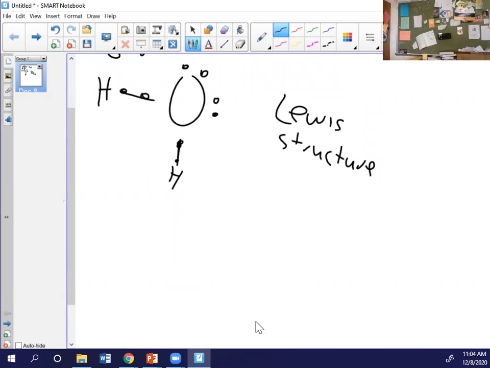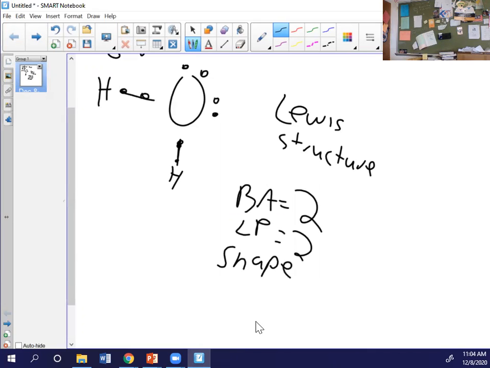So in this, how many are bonded to the central atom? How many bonded atoms do I have? 2. I have 2 atoms bonded to O, don't I? So that's 2. How many lone pairs do I have? 2. I have 1, 2. So what is the shape? What's 2, 2? We're looking at the molecular shape. Bent. Everyone see that? All right.